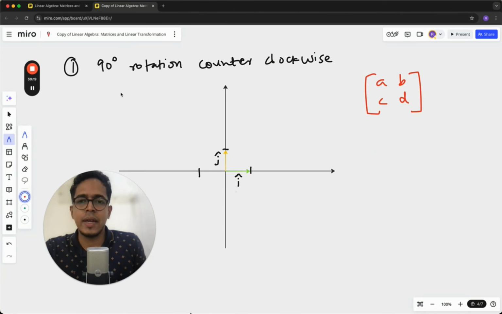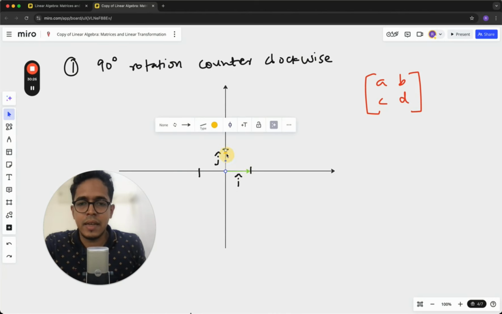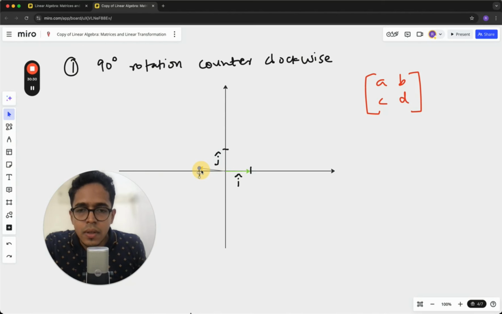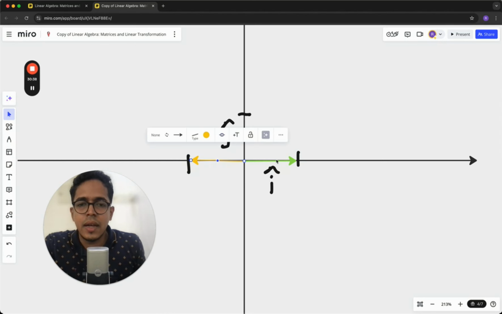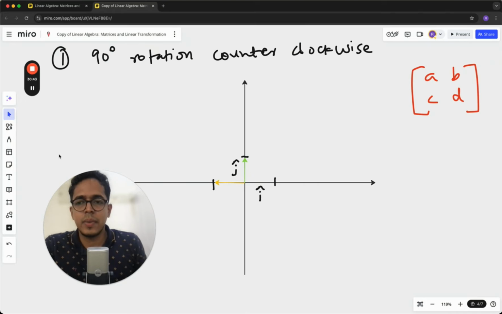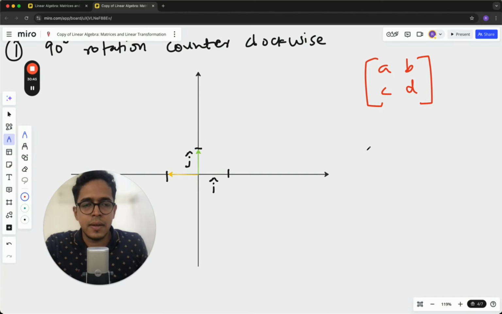So we are just doing a 90-degree counterclockwise rotation, right? So what happens to I, or let's say what happens to J first? J will rotate over here, right? So this is the new J, and I'm sorry, I cannot position it exactly on top of this. And the new I is this. So the transformation is nothing but the new I became 0, 1. The new J became -1, 0.